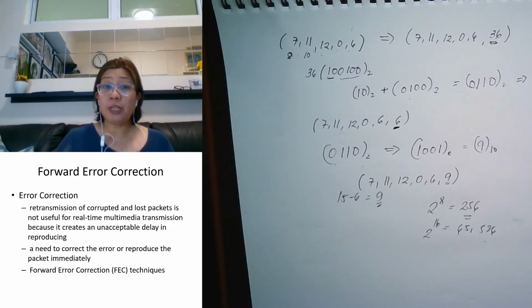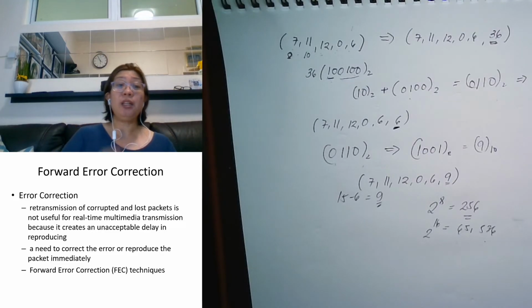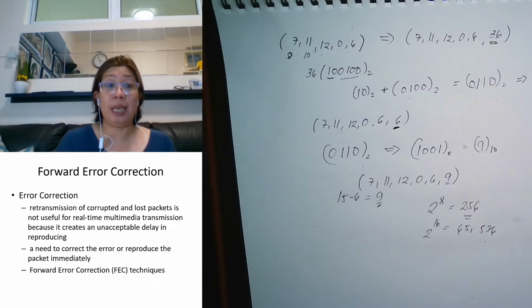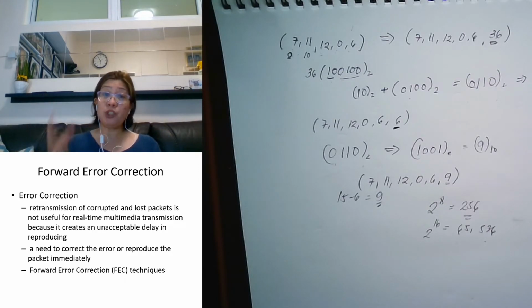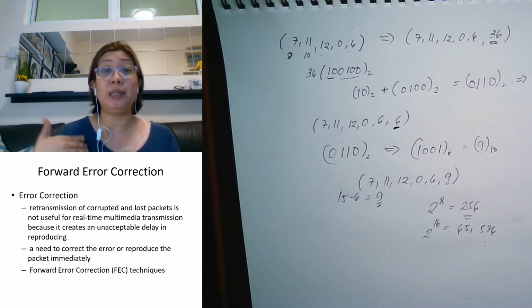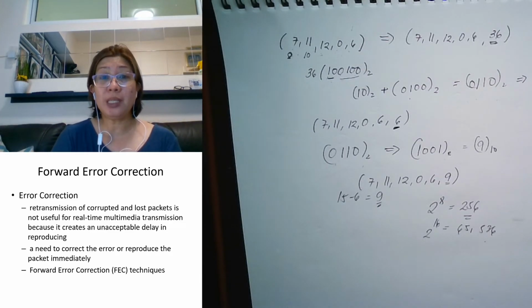However, for the first type, which is retransmission, retransmission of corrupted and lost packets is not very useful, although this is the most logical way that we can think about. If the message was corrupted or lost, the first thing to do is let's just send it again. However, this is not very useful in real-time multimedia transmission because it creates an unacceptable delay in reproducing.